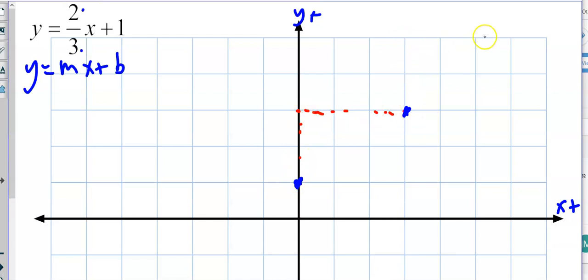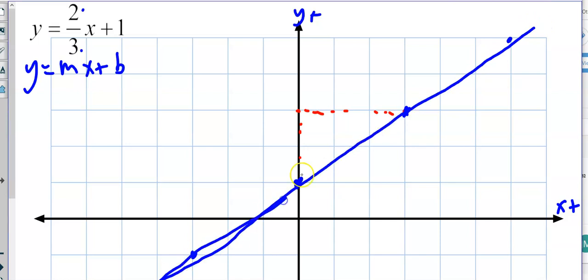Let me do that again. Rise up 2 over 3. Let me go down 2 over 1, 2, 3 until I have enough slope points that, if I don't have a straight edge, it's still going to look relatively straight, because I'm going through my slope points.